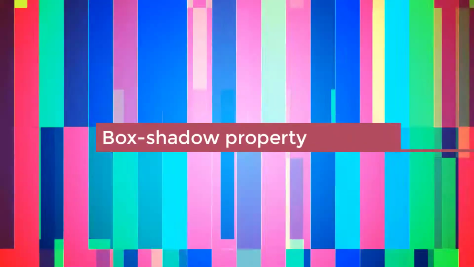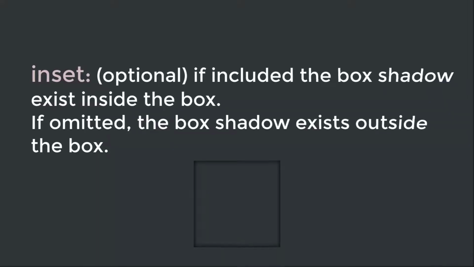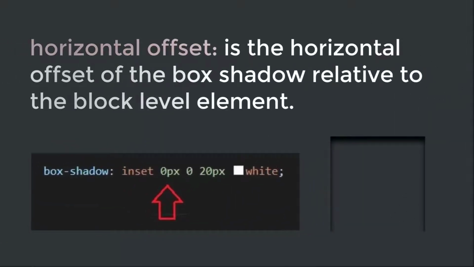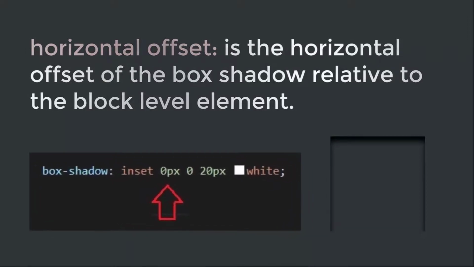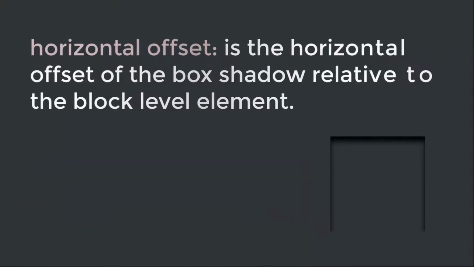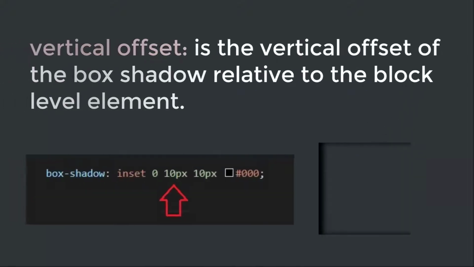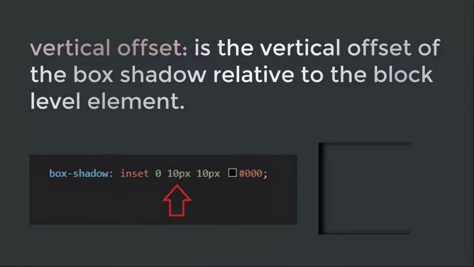Box shadow property. Inset, optional: if included, the box shadow exists inside the box. If omitted, the box shadow exists outside the box. Horizontal offset is the horizontal offset of the box shadow relative to the block level element. Vertical offset is the vertical offset of the box shadow relative to the block level element.